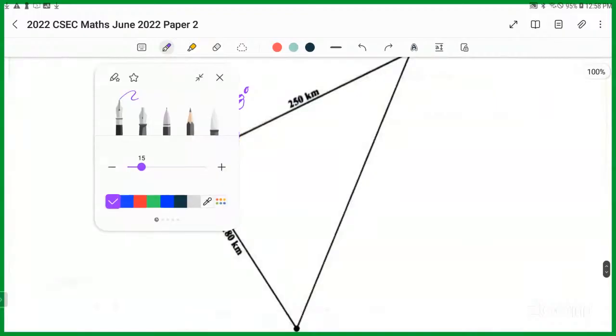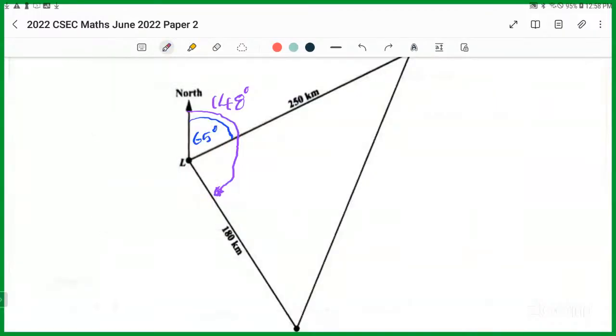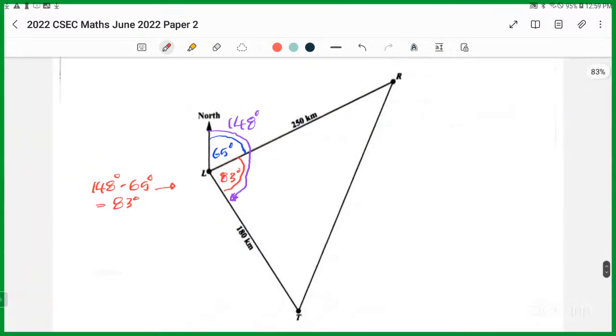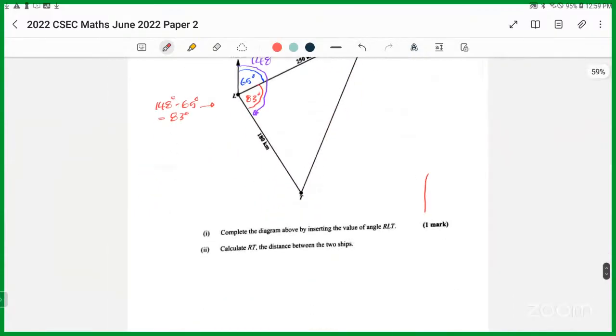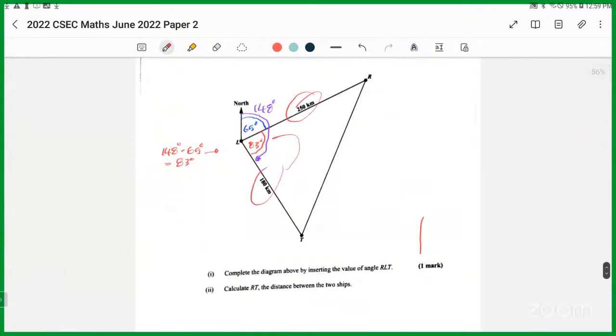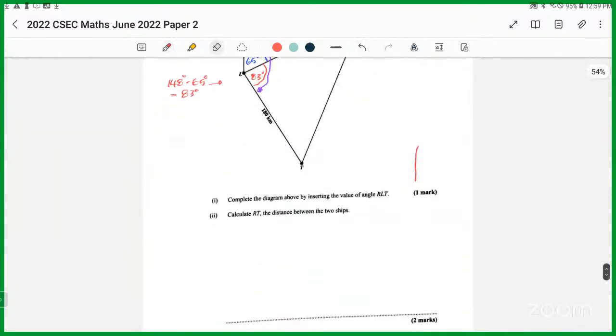So the angle inside here, I'm going to put it down in red, is 83 degrees. I must insert it on the diagram. 83 degrees. It's the angle inside here. And we can put the calculation over here: 148 minus 65 is how we get the 83 degrees on that diagram. You can put that on paper. And then we can use cosine rule to find this side now. Easy, because we now have two sides with the angle between them. Cosine rule will find that side.